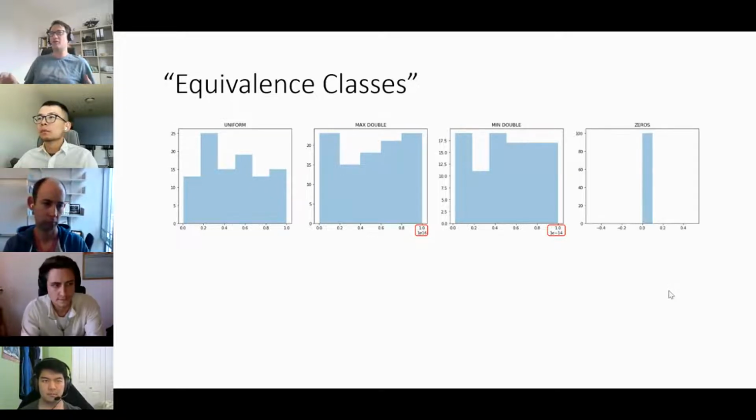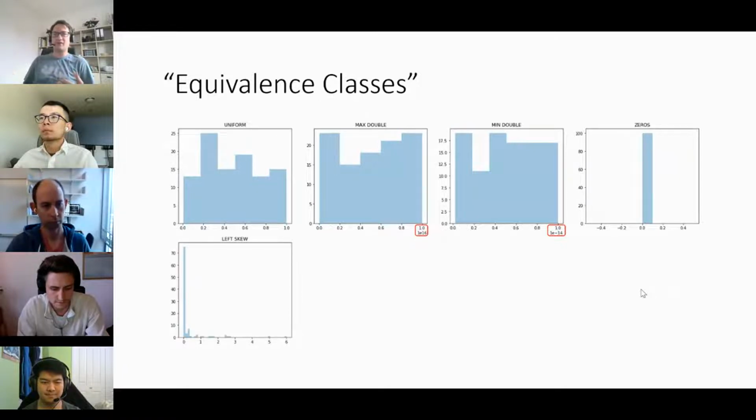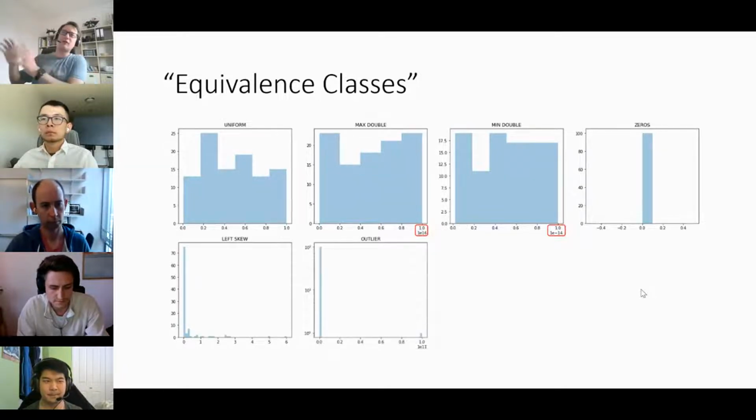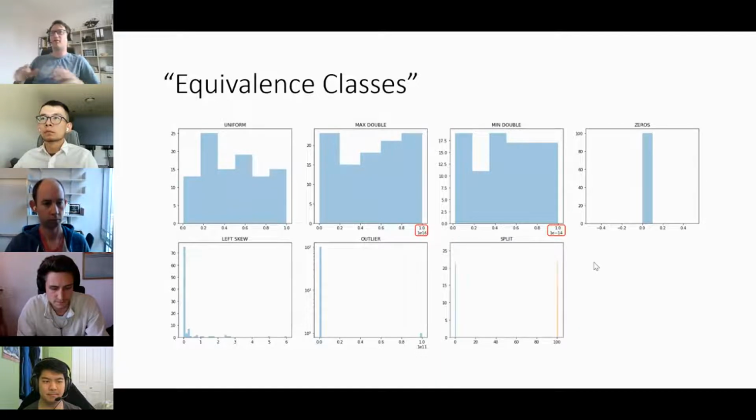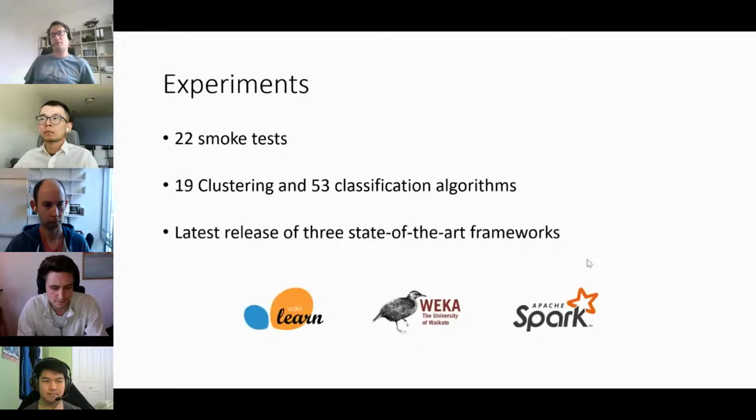And what happens if we actually input only zeros? Or if we have very skewed data? Or one single very, very large outlier? Or if our test data is in a completely different range than our training data? And so on and so on. So based on this, we defined 22 smoke tests.